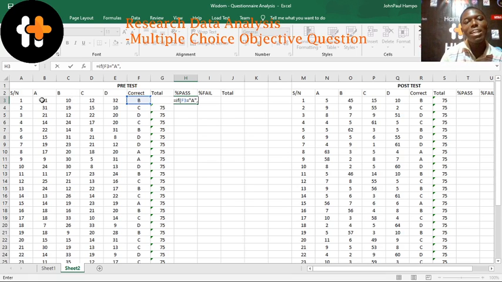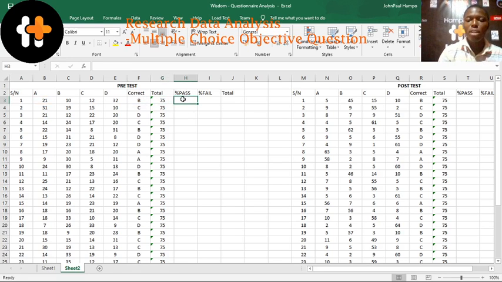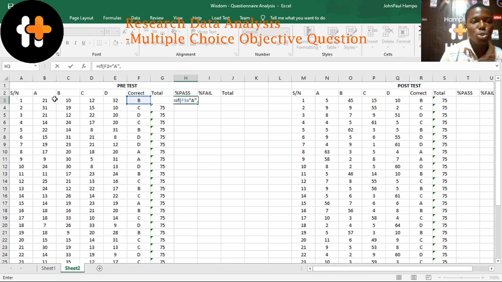You divide the cell A by the total 75. So if the cell is equal to A, then you say A divided by G3, good, then you multiply by 100. That was the first consideration.